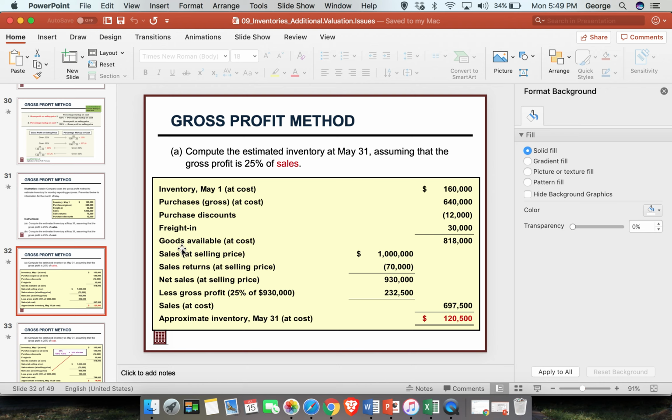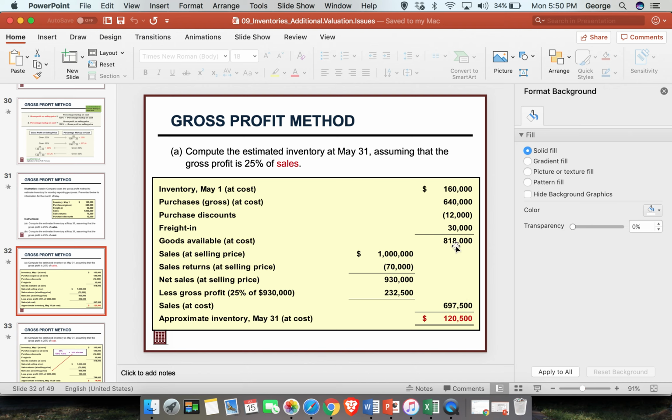All right, so for the first one, we're assuming it's 25% of sales. So I take beginning inventory plus purchases, less discounts, plus freight in, so 818,000 are my goods available. Then I'm going to deduct my sales, less sales return, so net sales are 930. Then the gross profit is 25% of sales, 25% times 930, so you get 232,500. If I take the 930 and subtract off that 232.5, I've got my sales at cost of 697,500.